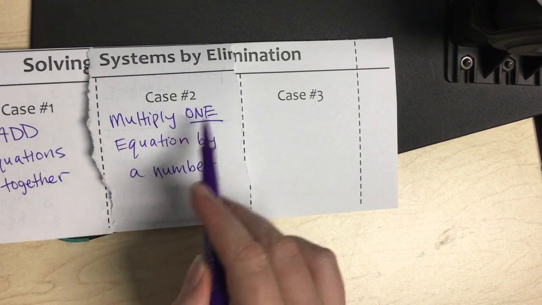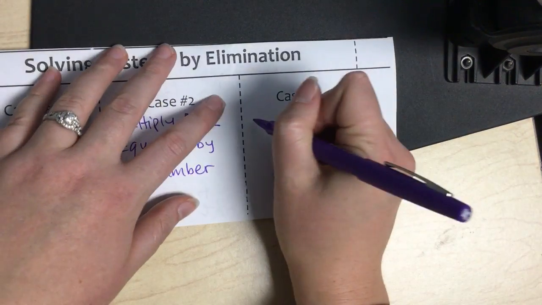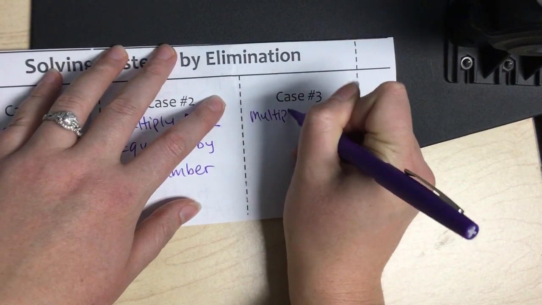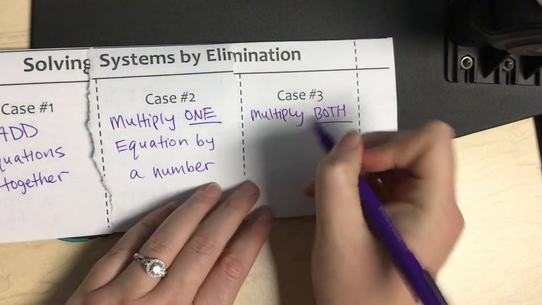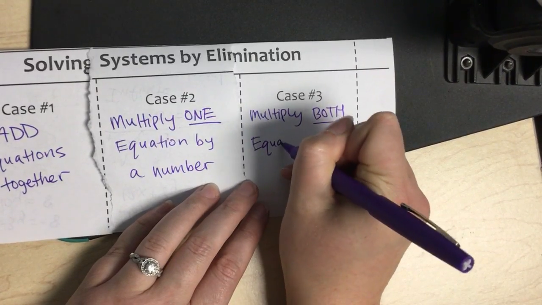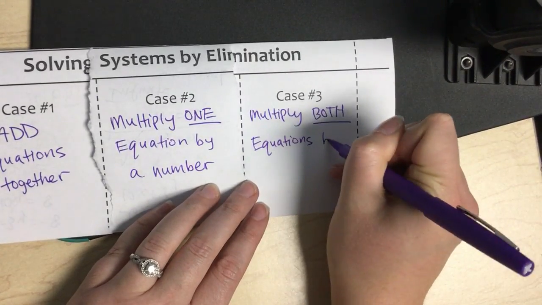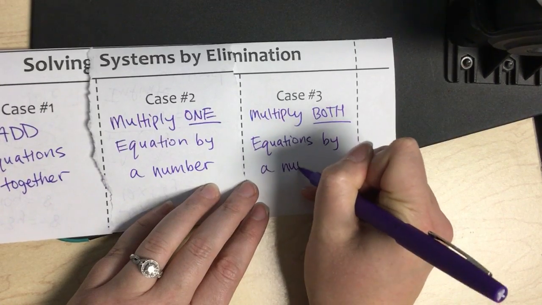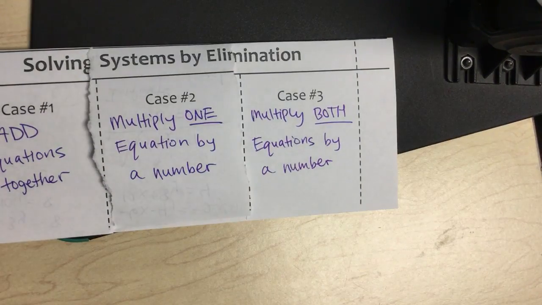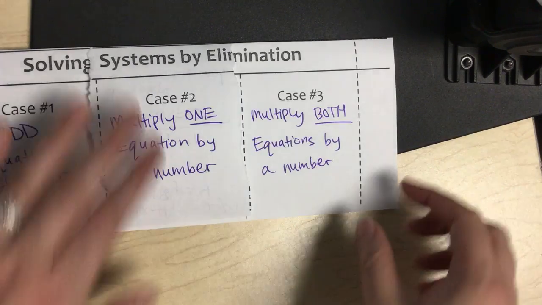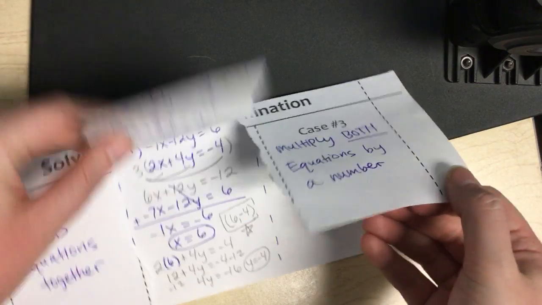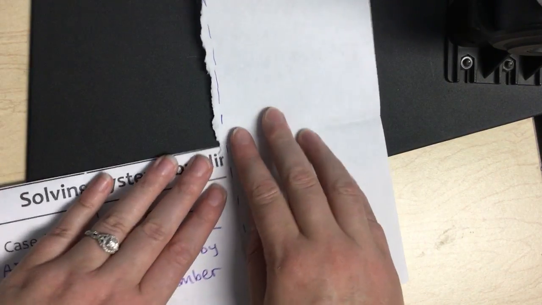So instead of multiplying one equation by a number, now I have to multiply both equations by a number. And these will be different numbers. So different equations are going to require different numbers to multiply, and that's okay. Just as long as what we do to one side, we do to the other. All right, so I believe we're on example number 5.